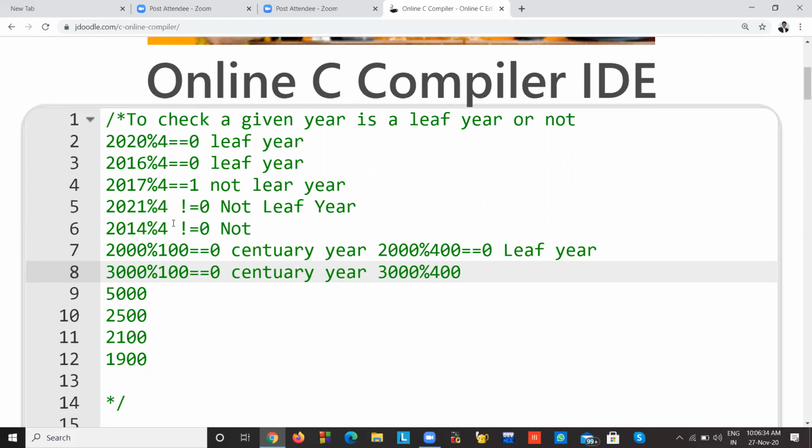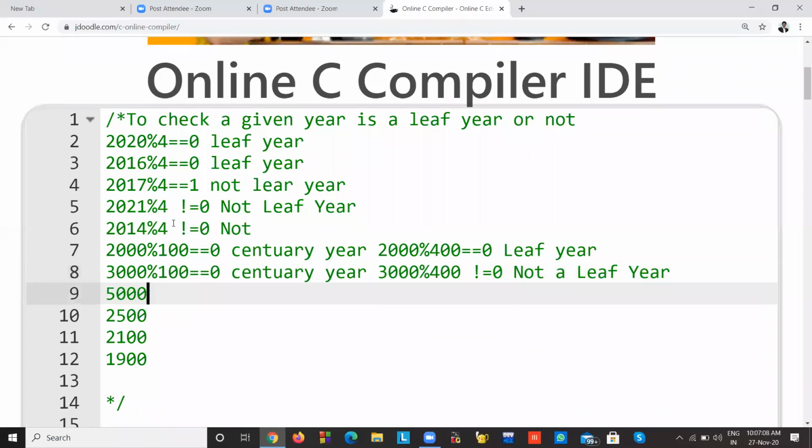Both double zeros we can cancel, so it will become 30 mod 4. Canceling zeros, zeros. Now 4 sevens are 28 and the remainder is 2, not 0. So here the remainder is not equal to 0. Therefore this century year is not a leap year. So this is the process.